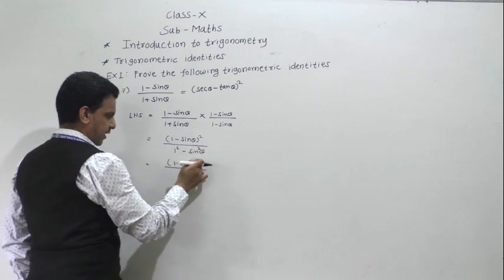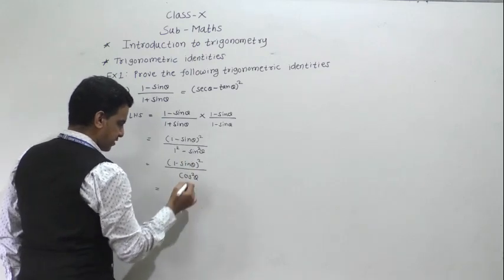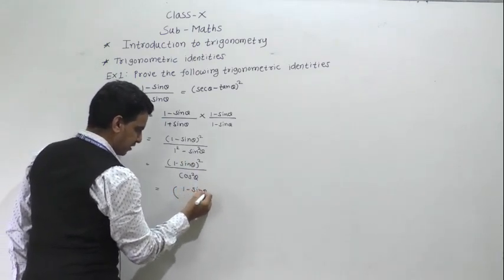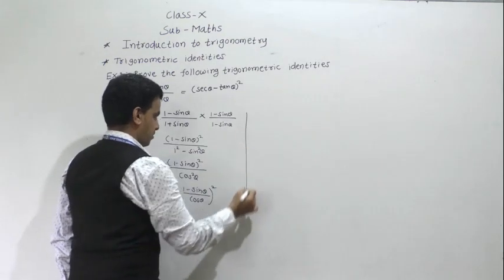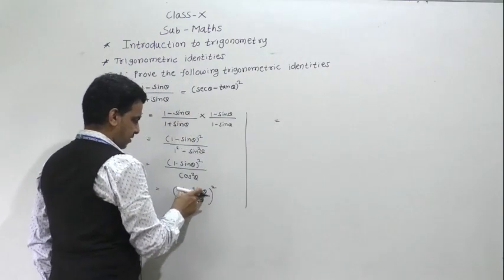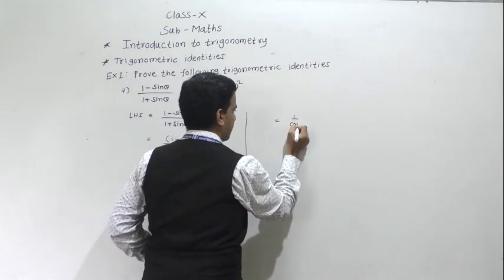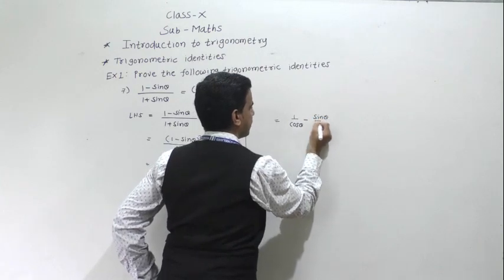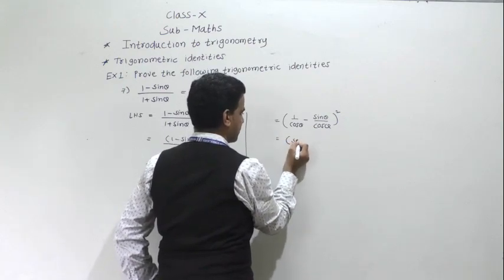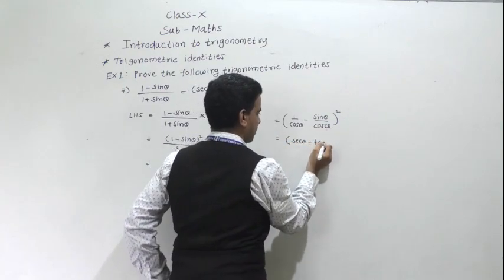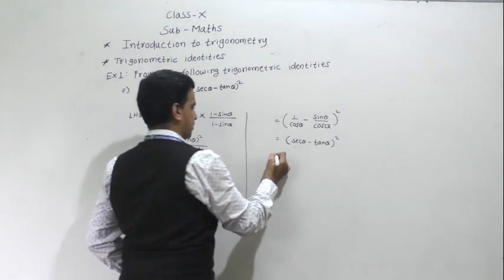So (1 minus sin theta) whole square upon cos square theta, if we write these two terms together in one bracket square, (1 minus sin theta upon cos theta) whole square. So 1 minus sin theta upon cos theta, if we separate the denominator, 1 upon cos theta minus sin theta by cos theta, whole square. So 1 upon cos theta is sec theta, minus sin theta by cos theta, tan theta, whole square. So (sec theta minus tan theta) whole square, that is the RHS.